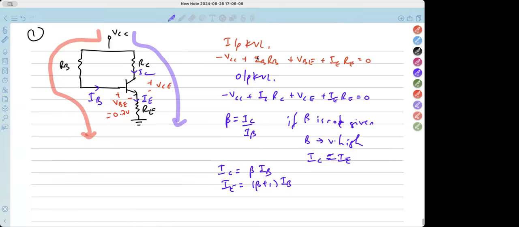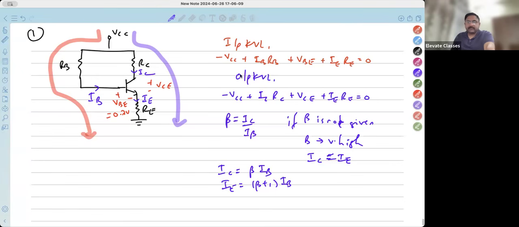Okay. So first you will start with input KVL. In input KVL, almost 100% times you will get the value of IB. एक बार आपको IB मिल जाता है, आपको IC पता चल जाता है, IE पता चल जाता है अगर बीटा दिया है तो. If beta is given, then everything is known and you calculate VC. So in the exam, sometimes they may ask VC, sometimes they may ask RC, sometimes they may ask RB. जो भी वेरिएशन होगा आप सॉल्व कर लीजिएगा.